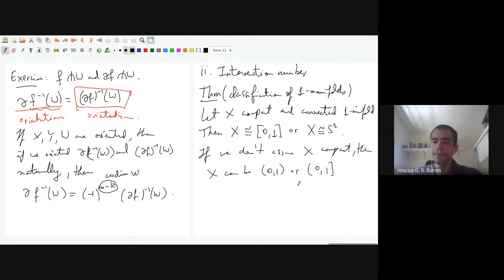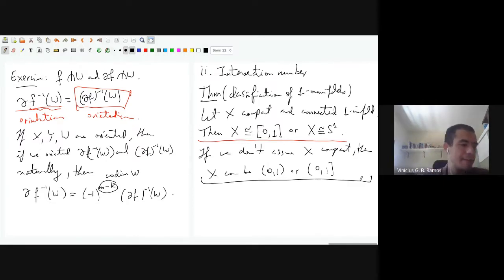But anyway, what we're really going to use is this thing here. If you have a compact and connected one-manifold, then it's either the interval or it's the circle. All right, so that's the theorem. Now let's talk about the intersection number.